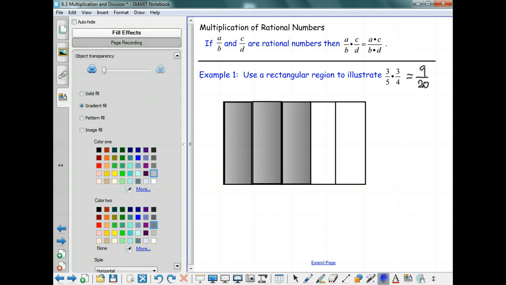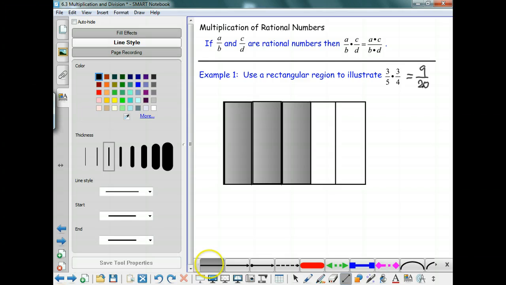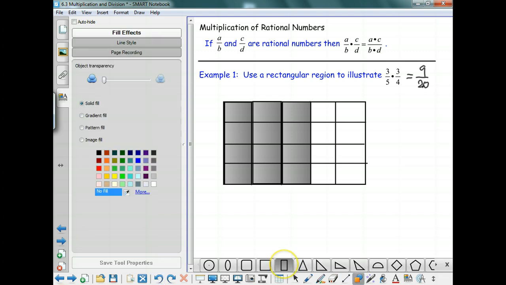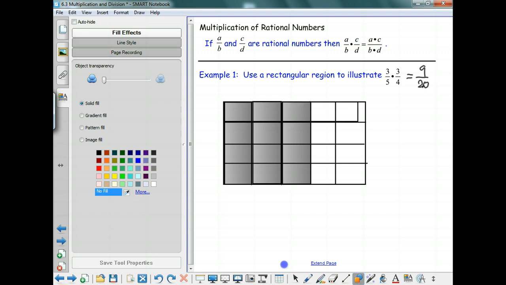Okay, the next thing I'm going to do is I'm going to take the same rectangle and imagine no shading. Okay, picture it empty. We're going to divide it into fourths, but we're going to do it horizontally, so 4 rows. Okay? And I need to shade in how many of those 4 rows? 3.